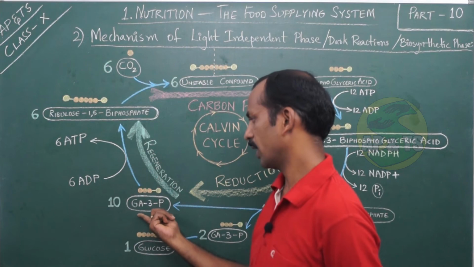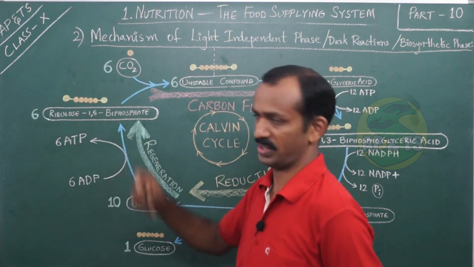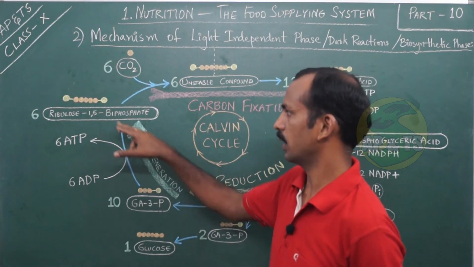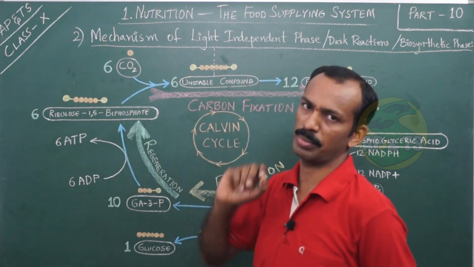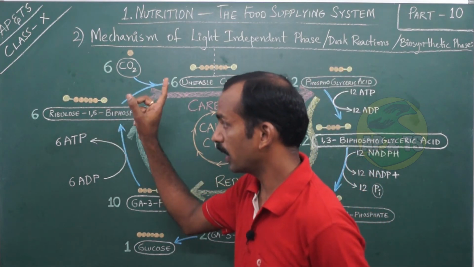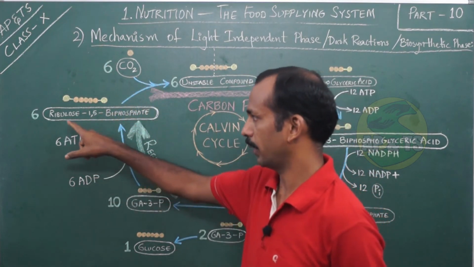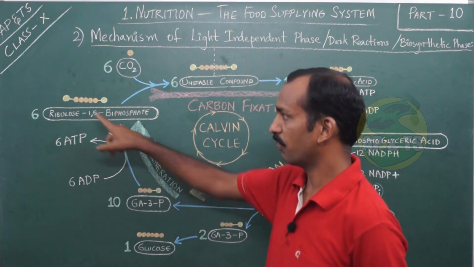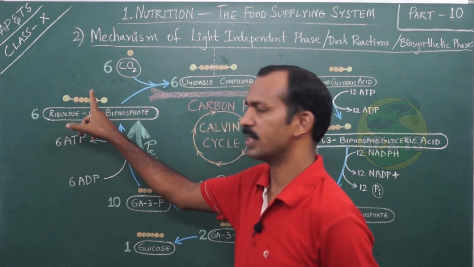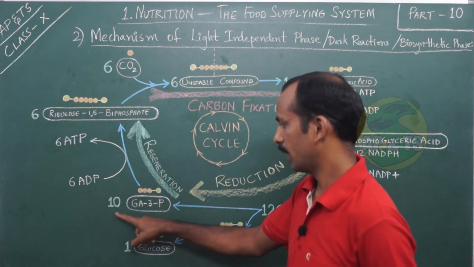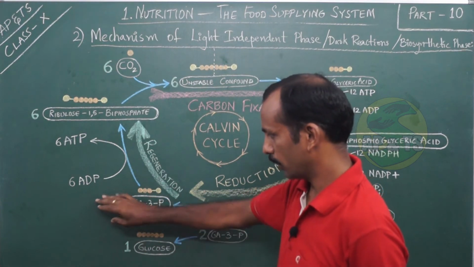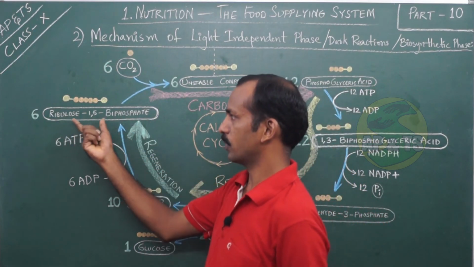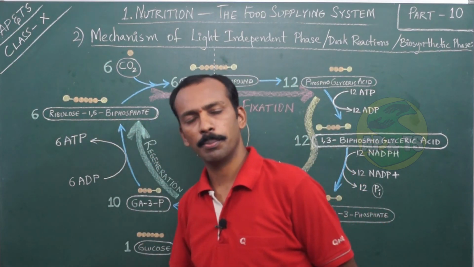This is a triose. This is a pentose. Okay children. Tri means 3 carbon atoms. Here pentose means 5 carbon atoms are there. So a 5 carbon containing compound, named ribulose 1,5-biphosphate, is formed from these. How many are formed like this? 6 are formed. 6 5s are how much? 30. 10 3s are how much? 30. 10 molecules of Ga3P were converted to 6 molecules of ribulose 1,5-biphosphate.